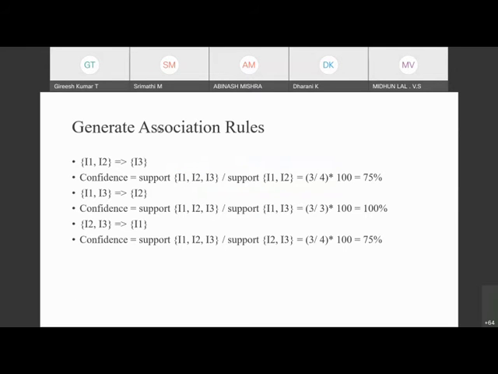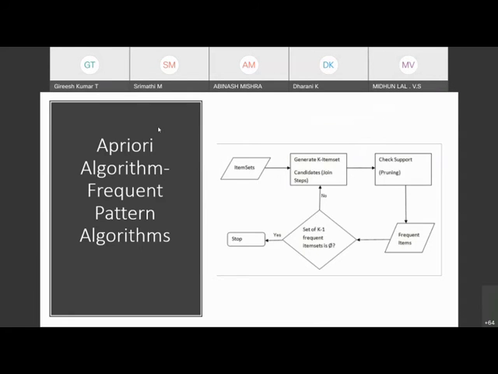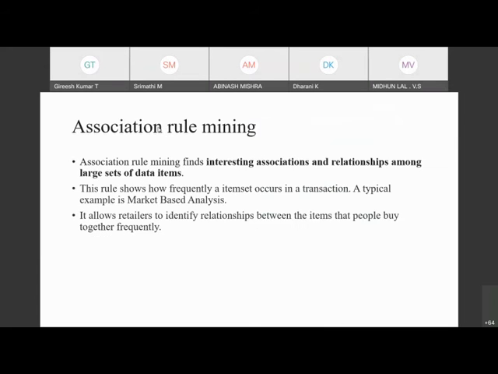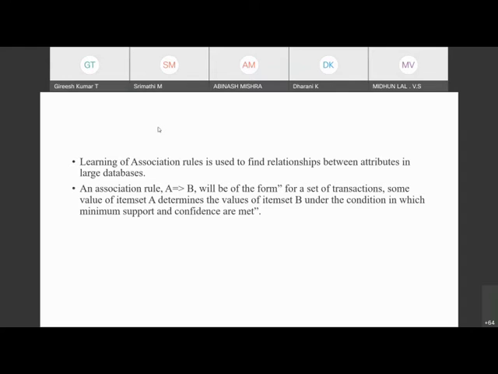So here we can see how we are going to form a rule. Here we have a total of 3 attributes, I1, I2 and I3. I already mentioned how we are forming the rules. Okay, so this is the way: A implies B. This is the way you have to form the rules. Now we'll see how we are going to form the rule.